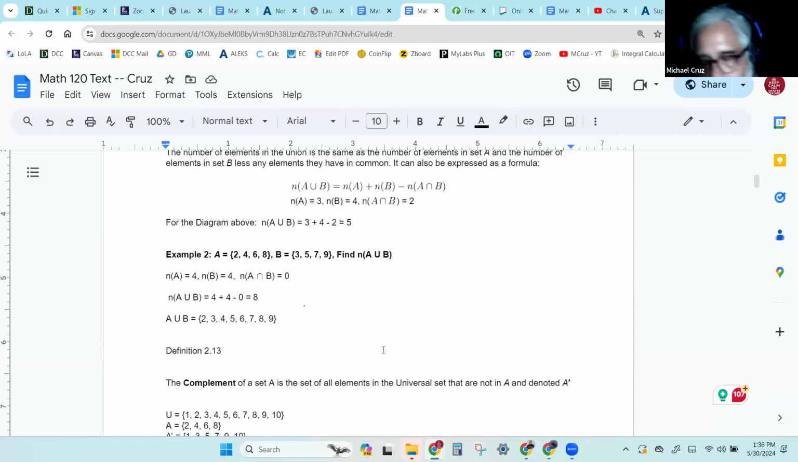That's the way this formula works. It lets you know how many, but in order to find out how many are in the union, you've got to know how many are in the intersection. You add up the number of elements in each of them, subtract out however many are in the intersection. All right, so that's enough for today.